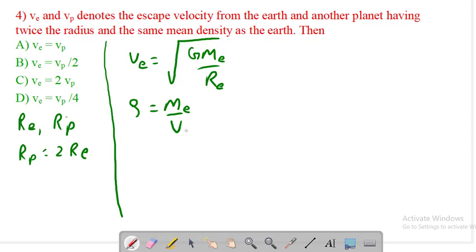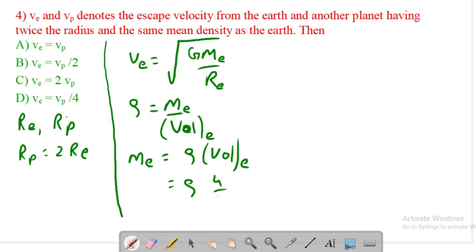So for the mass of Earth, I don't write V, I just write vol for volume, because V is already used. So vol means volume. Then Me becomes rho into the volume of Earth. The volume is 4 by 3 pi Re cube, with the suffix e. So if we express Me, it becomes this.